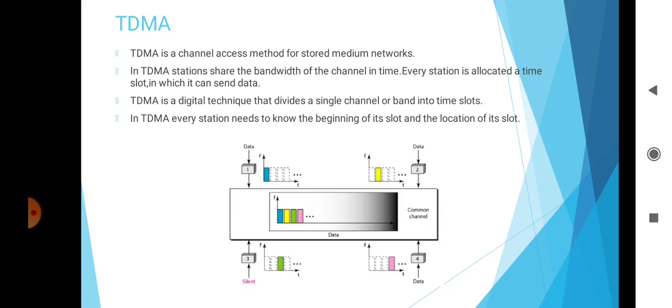TDMA and TDM seem to be conceptually the same, but the difference is that TDM is a physical layer technique, whereas TDMA is a data link layer access method. The data link layer in each station tells its physical layer to use the allocated time slot.